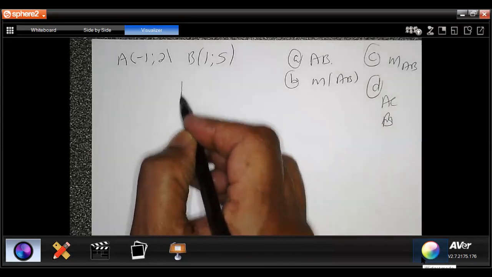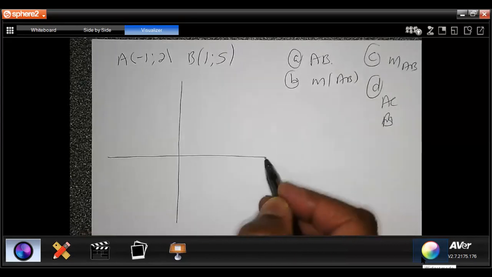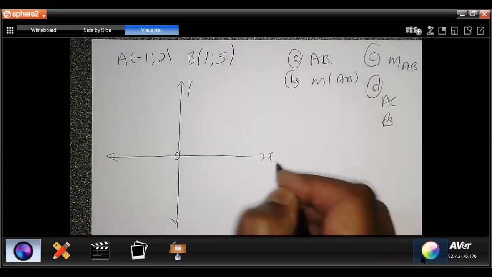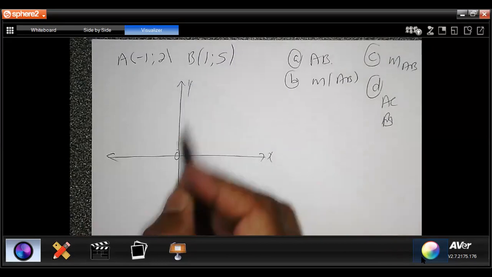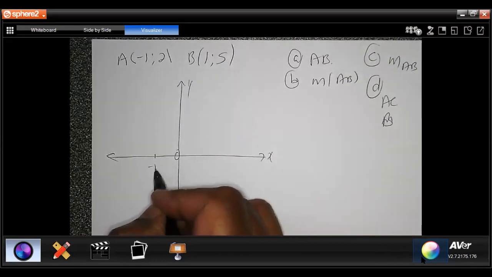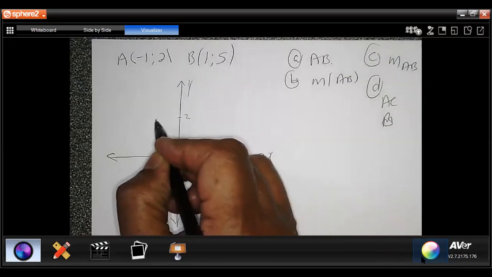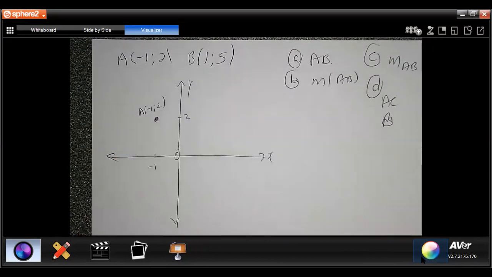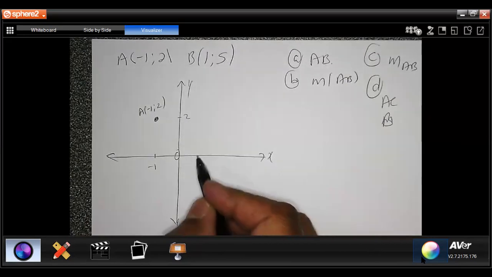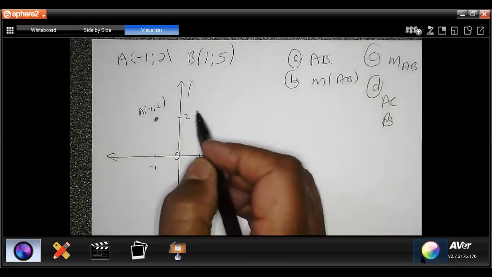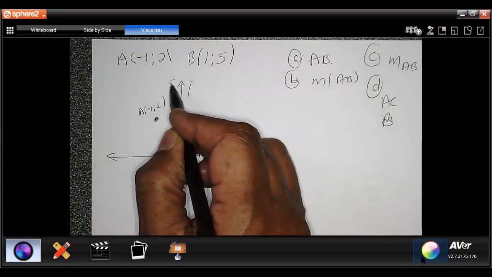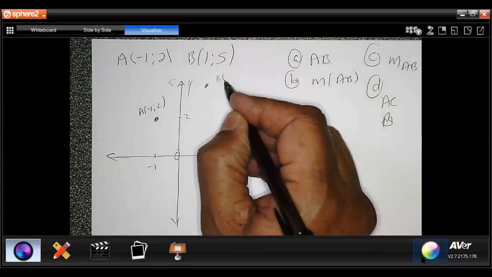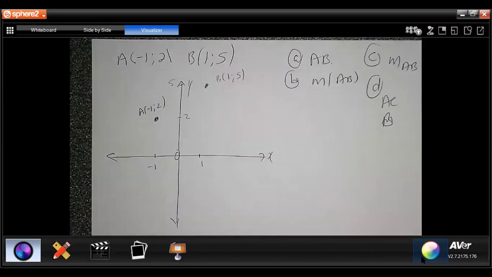If I draw my sketch, it's always nice to have a picture in your head. Now A is -1, which is roughly there, and +2. So A is there, at (-1; 2). Then B is +1 and +5, about there. So B is roughly there, (1; 5). Okay, guys.